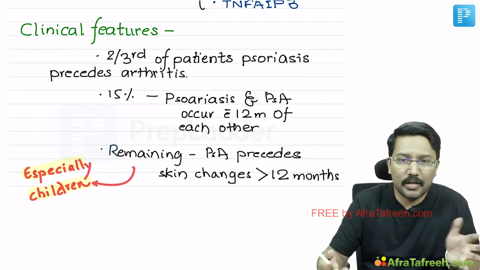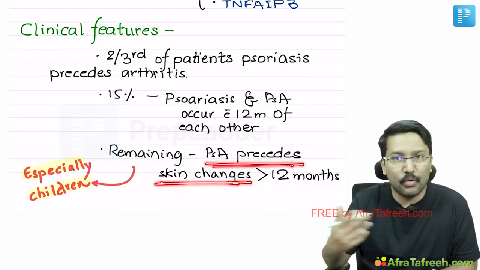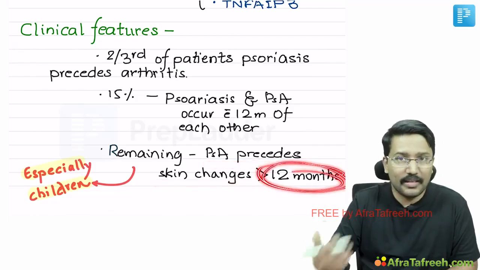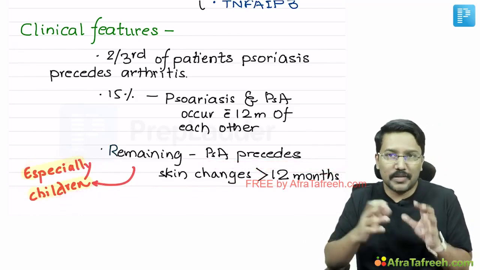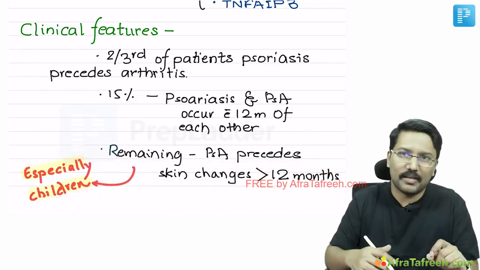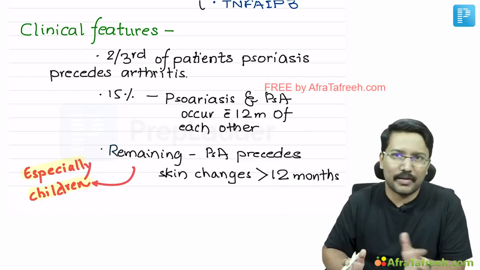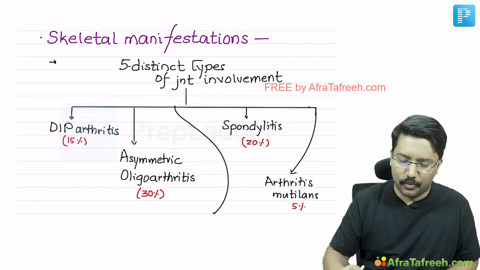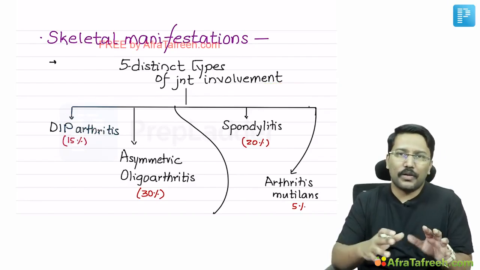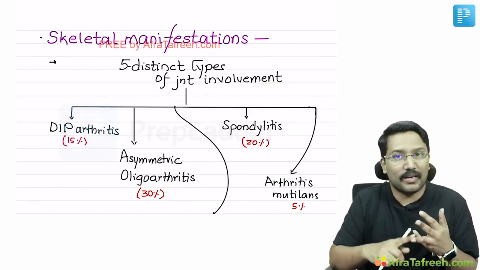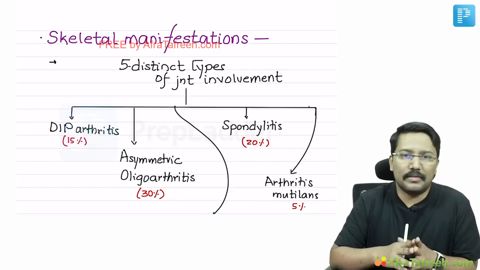Those cases, I can say they are simultaneous in onset. On the other hand, in the remaining patients, psoriatic arthritis precedes skin changes by more than 12 months. And this story is more classical of children. So in the pediatric age group, the presentation in the form of psoriatic arthritis preceding the skin changes is more common in comparison to the adult population. I hope you have got the point. Okay, so now let us go on to discuss the clinical features. So far we know the epidemiology, we know the characteristic genetic changes that are associated with this disease. Now let us discuss the clinical features.